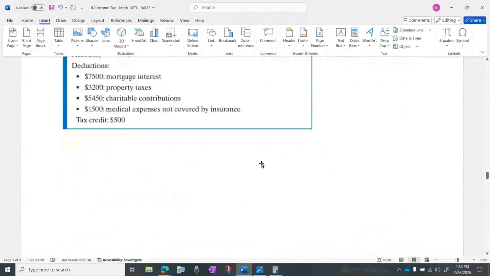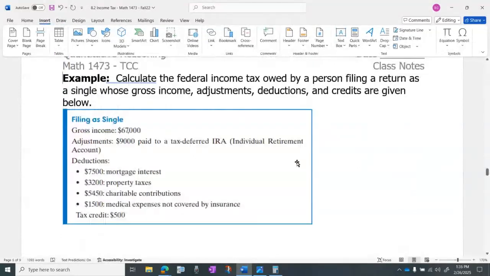Yeah, let's tackle this problem. This taxpayer is filing his tax as a single. His gross income is $67,000. Adjustment is $9,000 paid to a tax-deferred IRA retirement account. And he has itemized deductions: $7,500 for mortgage interest, $3,200 for property taxes, $5,450 for charitable contributions, $1,500 for medical expenses not covered by insurance. And his tax credit is $500.